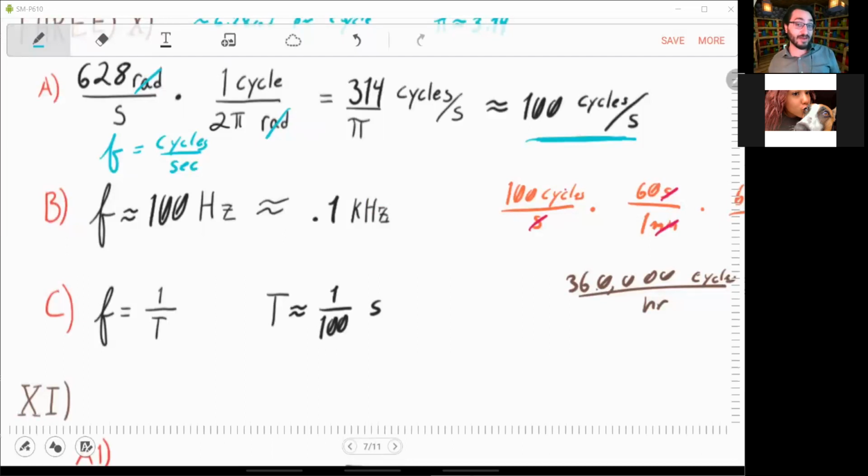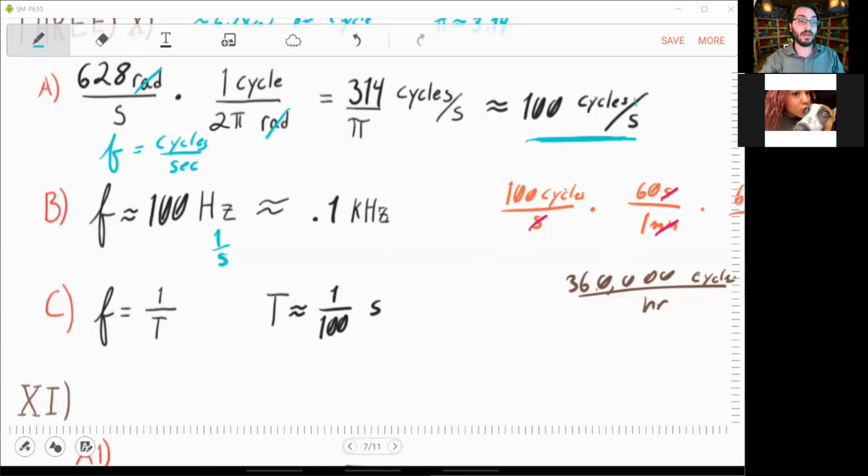While period is the inverse of that, seconds per cycle, right? And we'll get to that in just a moment. So the standard frequency is 100 hertz, right? Which, by the way, what is a hertz? 1 over seconds. That's all it is. It literally is an inverse second, which is what we have here, cycles per second, inverse second. So 100 hertz, which is approximately 0.1 kilohertz, right? Divide by 1,000. So we get 0.1, right? So that was another one that's just very straightforward.